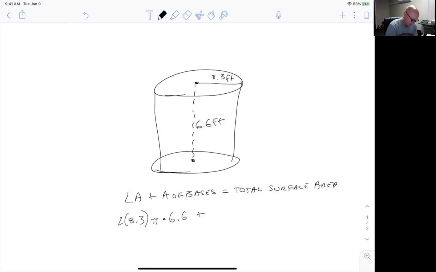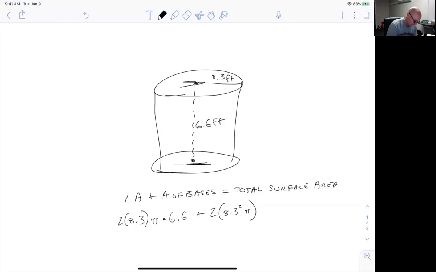Now, since I have two bases, let's take the area of one base and multiply it by 2. What do I do to find the area of a circle? I take the radius and square it. So it's 8.3 squared times pi. The area of a circle is pi r squared. Remember that? Of course you do. So 8.3 squared times pi. And since I have two bases, one on the bottom and one on the top, I'm going to multiply it by 2. Okay, so now let's just do the math.